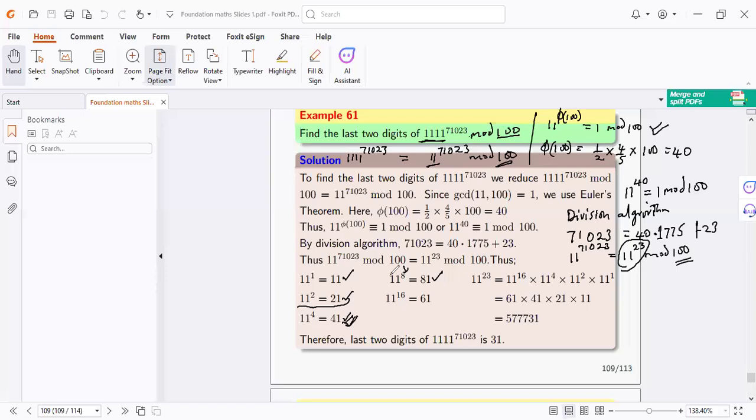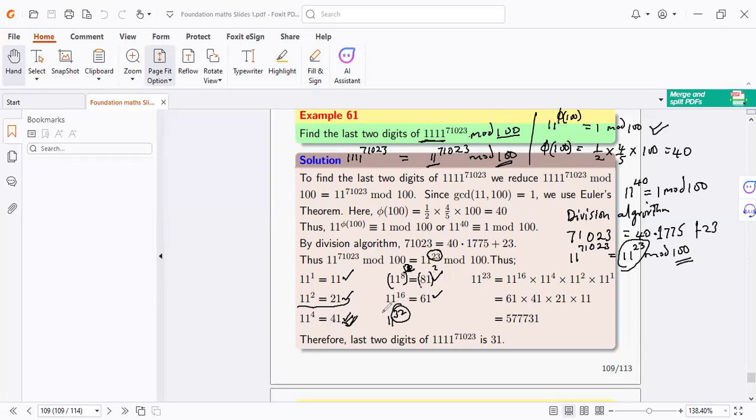We've squared this. Well, when you square this, you get 11 raised to 16. So we also square this, and when you square this, 81, and divide by 100, the remainder is 61. Now, if you square again, you would get 11 raised to 32, which is beyond what we want. What we want is 11 raised to 23.